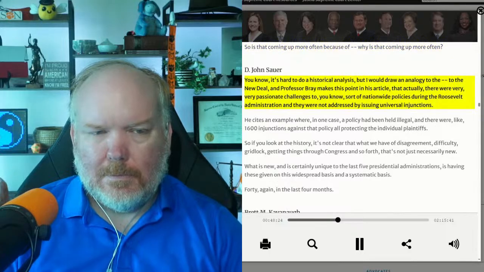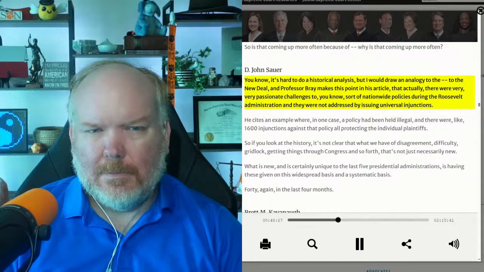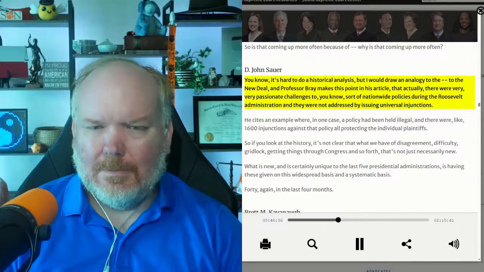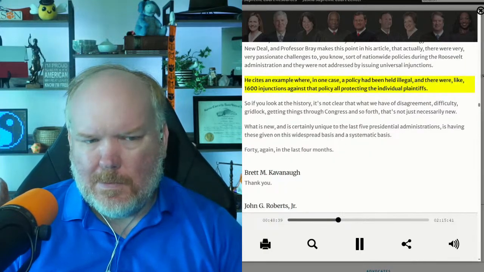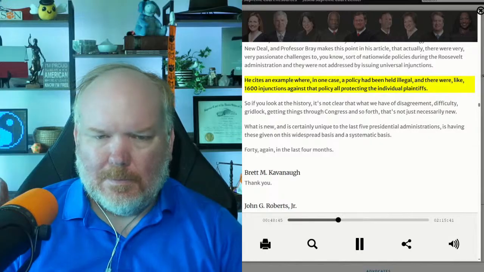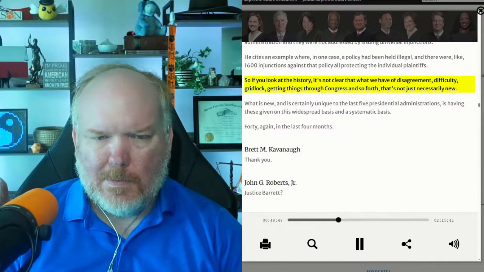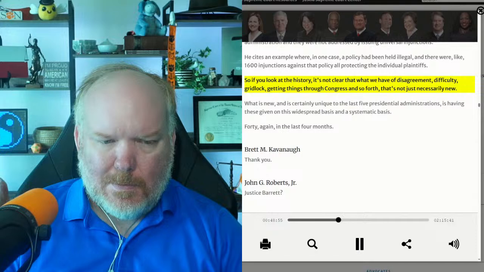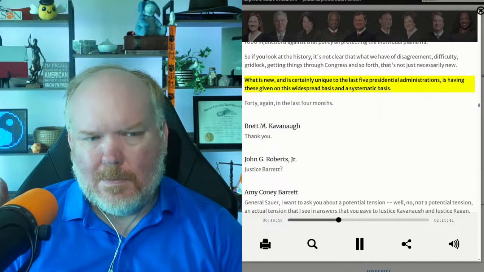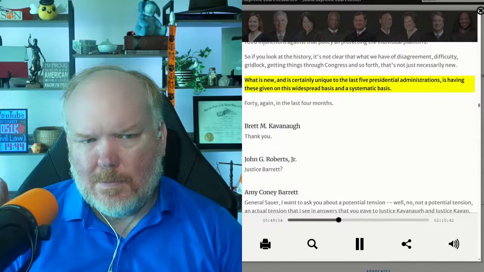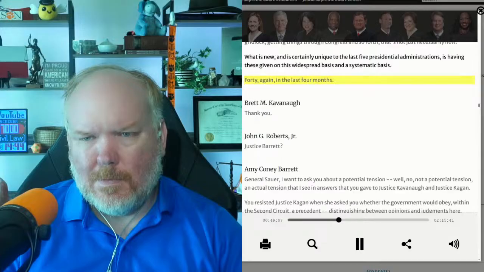It's hard to do an historical analysis, but I would draw an analogy to the New Deal. And Professor Bray makes this point in his article, that actually there were very passionate challenges to nationwide policies during the Roosevelt administration, and they were not addressed by issuing universal injunctions. He cites an example where in one case a policy had been held illegal and there were like 1,600 injunctions against that policy, all protecting the individual plaintiffs. So if you look at the history, it's not clear that disagreement, difficulty, gridlock, getting things through Congress and so forth is necessarily new. What is new, and is certainly unique to the last 5 presidential administrations, is having these given on this widespread and systematic basis, 40 again in the last 4 months.